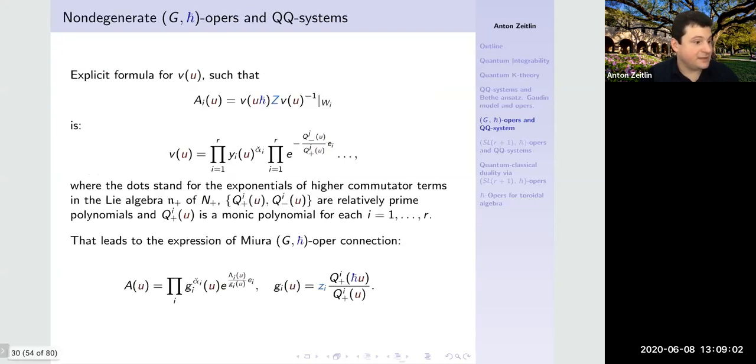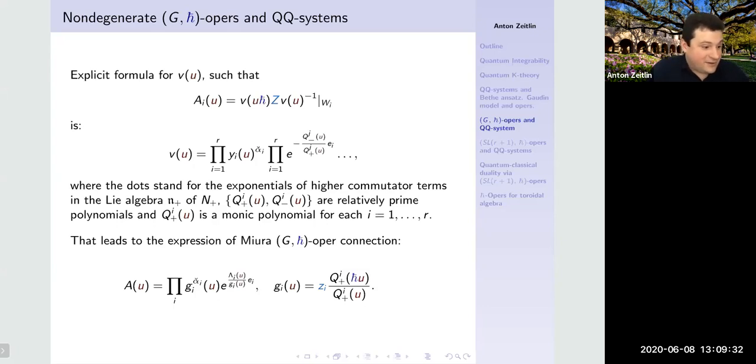Okay. And that's what it corresponds to. So now if we write down the gauge transformation, which trivializes it on WI, we can write it down explicitly just like that. And this is where Q minus and Q plus, which you have seen before, appear, from the QQ system.